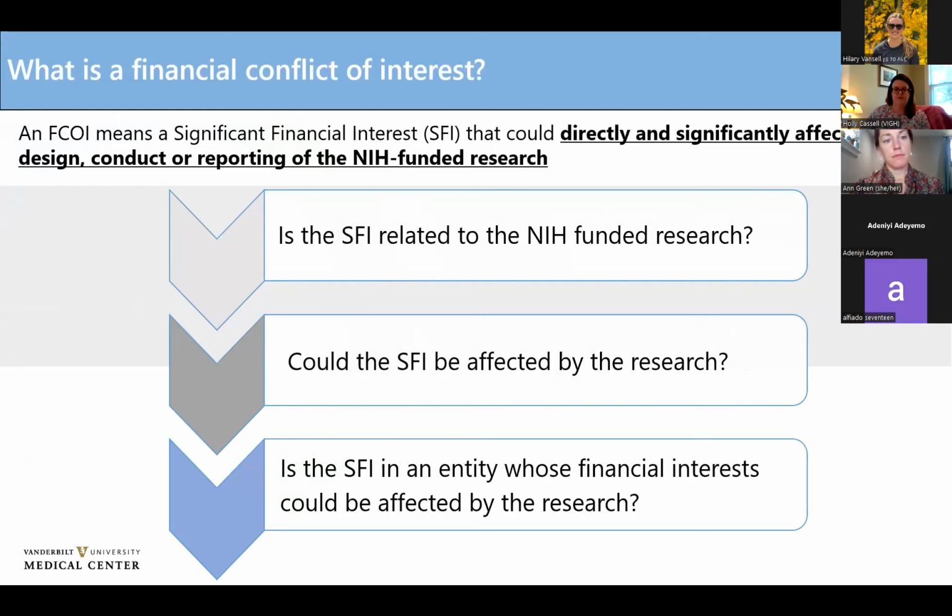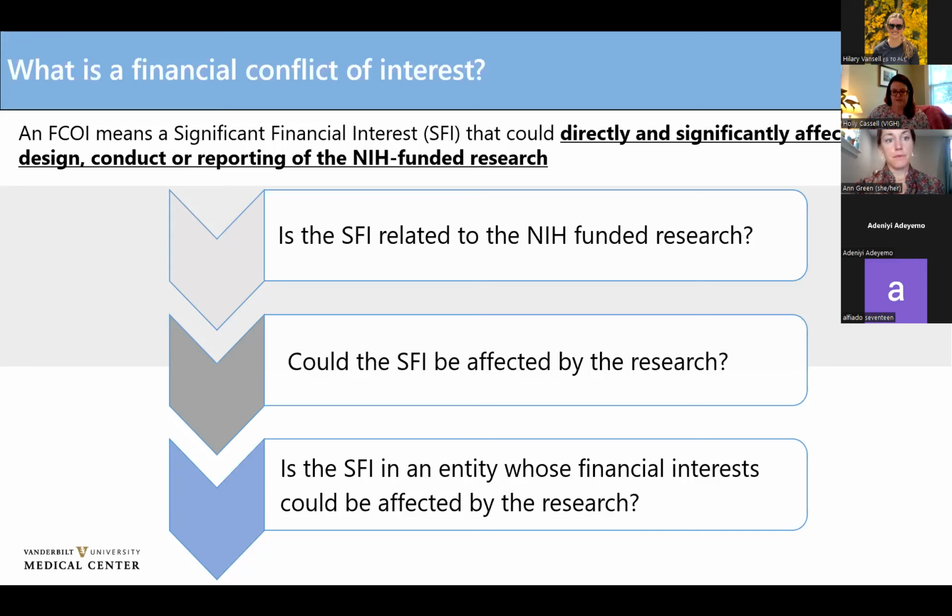So how is a financial conflict of interest identified? The regulation states that institutions need to assign a designated official or officials to review a financial disclosure. And so that person who assumes that responsibility, whether it's one person or a committee, the first thing that they will do when they review a financial disclosure is ask, is the significant financial interest related to the NIH funded research at all? If no, then it's not a financial conflict of interest. If it is, then they need to drill down a little bit further and determine the next questions.